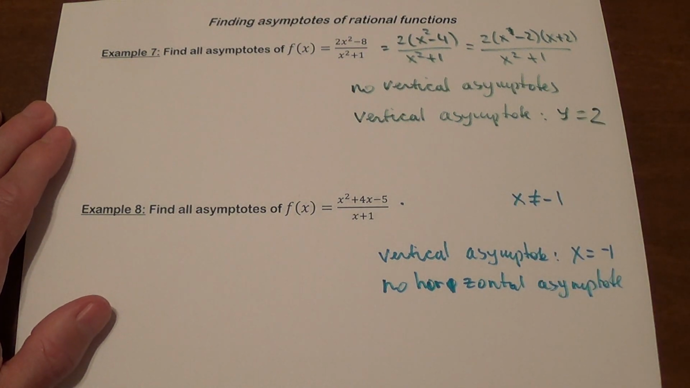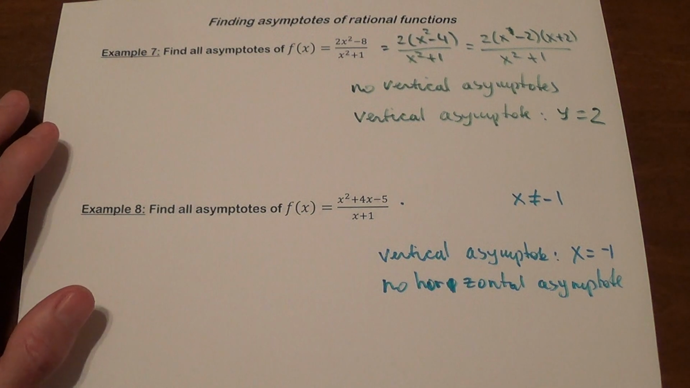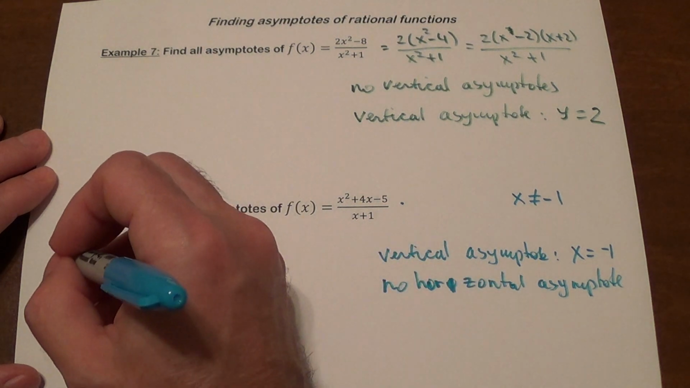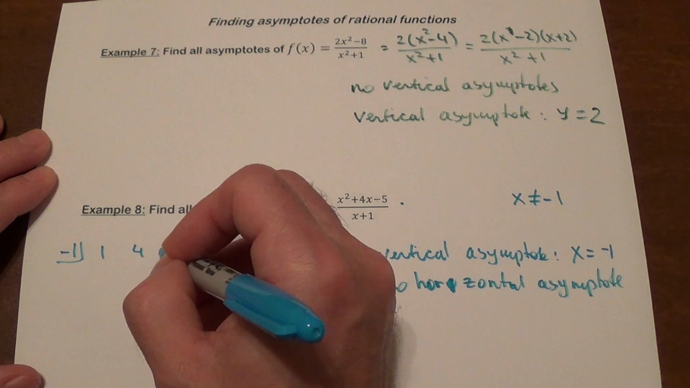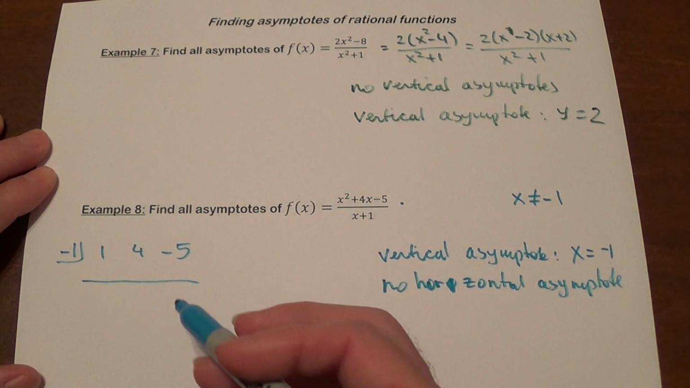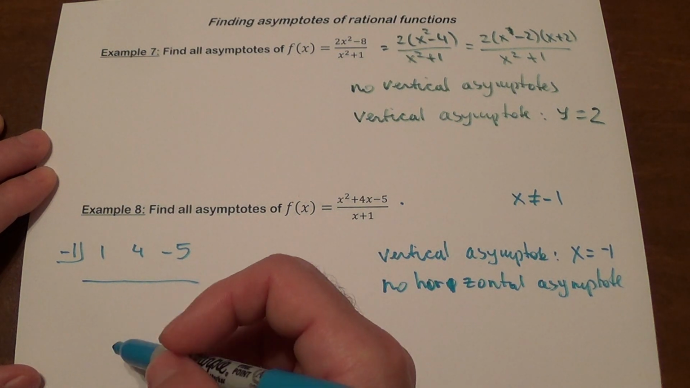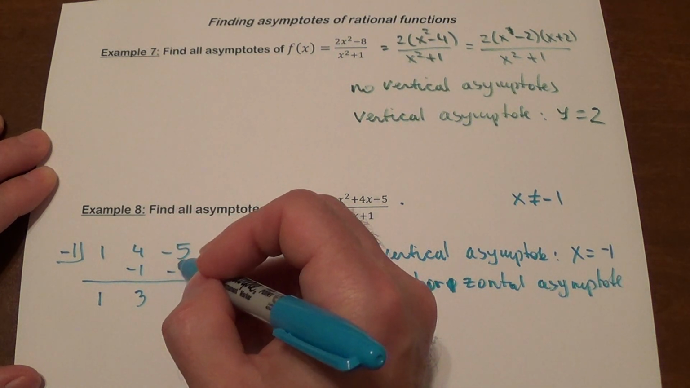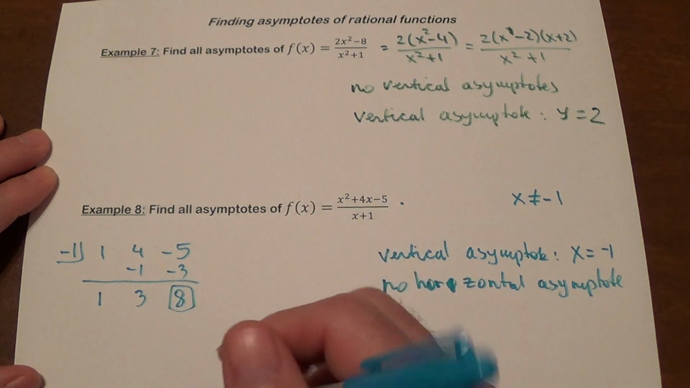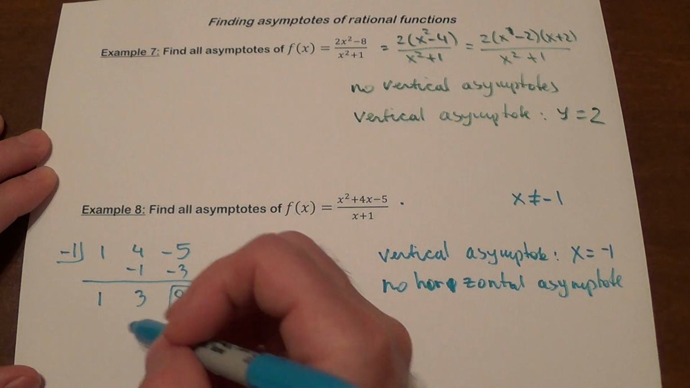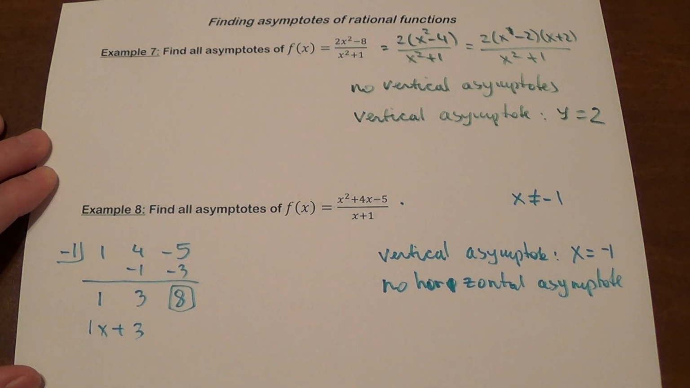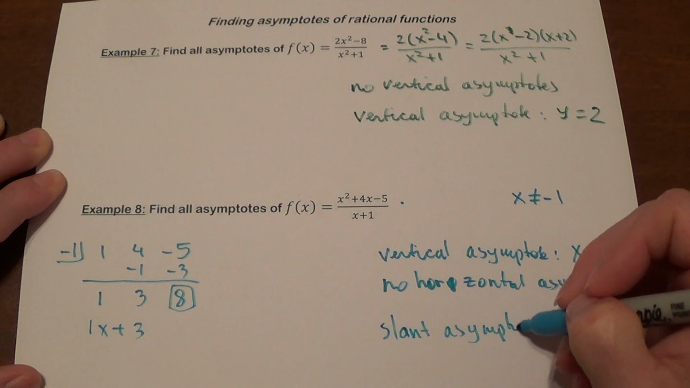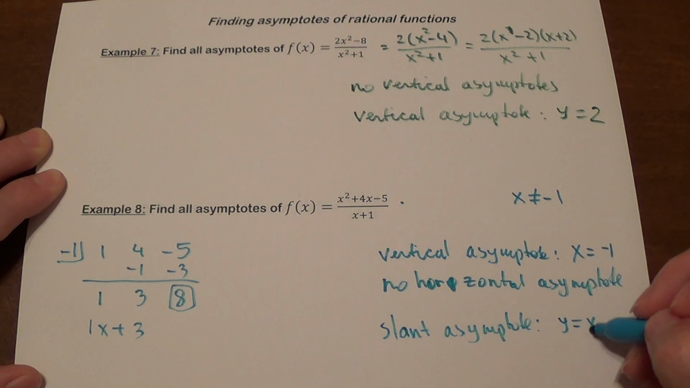But the degree of the numerator is exactly 1 higher than the degree of the denominator, which means we have a slant asymptote. This is a linear binomial, so I can use synthetic division. I'm going to take -1, 1, 4, -5. You can use long division too if you want, but I'm using synthetic division. I just want to know what the quotient is going to be. So it's going to be 1, -1, 3, -3, and 8. This is the remainder, but it's irrelevant. You went from quadratic to linear. This is 1x plus 3. And that is the equation of our slant or oblique asymptote. So the slant asymptote here is going to be y equals x plus 3.